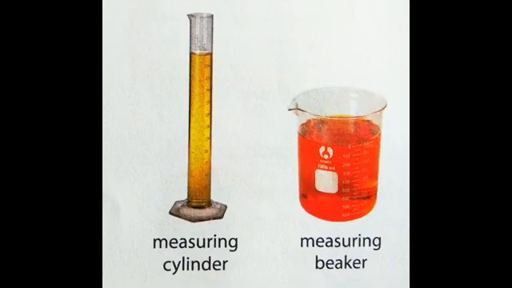Let's learn how to measure liquids. The liquids can be measured by different containers. Capacity is the amount of liquid a container can hold. The commonly used unit for measuring capacity is liter. Now you can see in the picture a measuring cylinder is given as well as a measuring beaker is given.